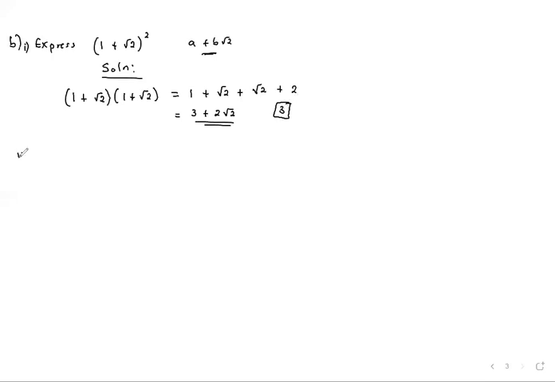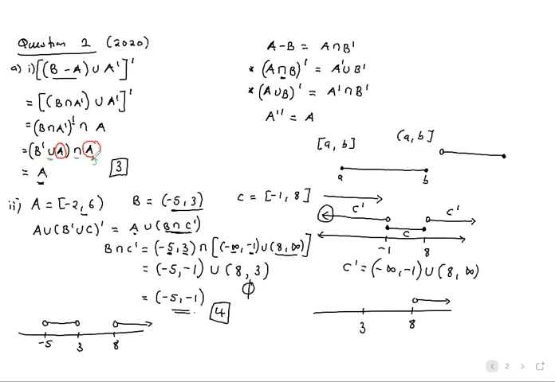Sorry, for the previous one, what was our final answer? It was -5 to -1. Did you go back to A? No, we didn't go back to A, sir. We didn't finish. Yeah, there was an interruption, I think. Okay, let's go to A.